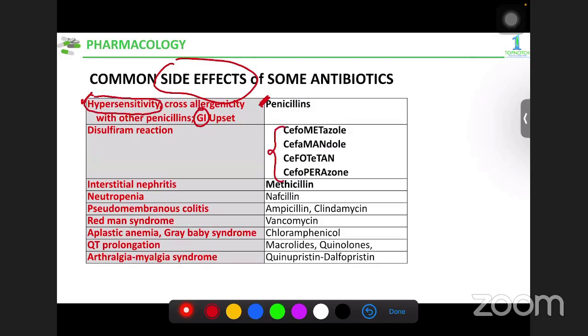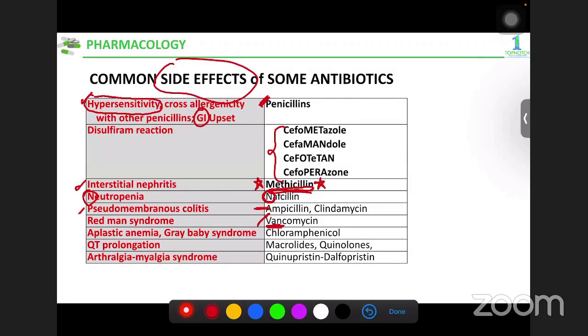And then ito, I want to emphasize, so start na to sa notes. Pag sinabing methicillin, na-discontinue to dahil it can cause interstitial nephritis. Again, interstitial nephritis. And then nafcillin, letter N, neutropenia. Ito, na-discuss na rin natin ang ampicillin, clindamycin causing pseudomembranous colitis. Then Red Man syndrome can be caused by vancomycin. Ang palatandaan ko dito, dala-dala yung red band.